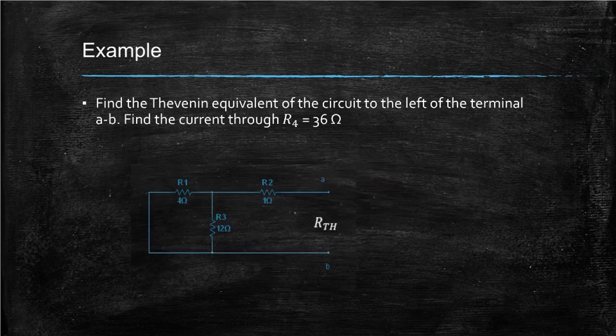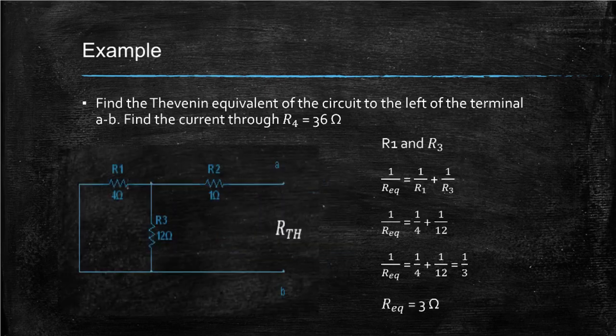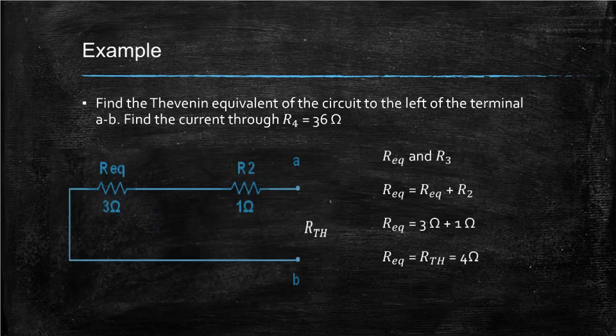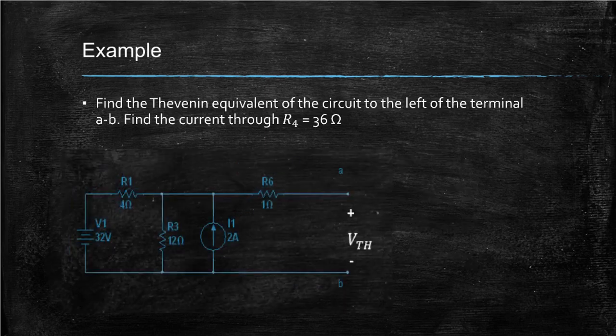To find RTH, the independent sources are shut off and the equivalent resistance from terminal A to B is found. First, from the perspective of terminals A and B, we see that R1 and R3 are in parallel. The equivalent resistance of that is now in series with R2. After calculations, RTH is found to be 4 ohms. Now to find VTH.